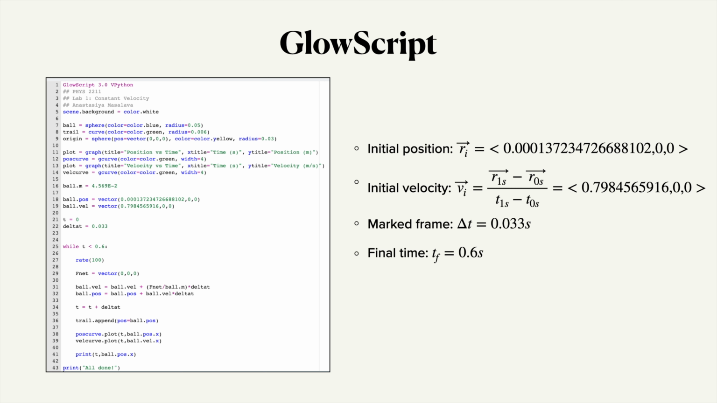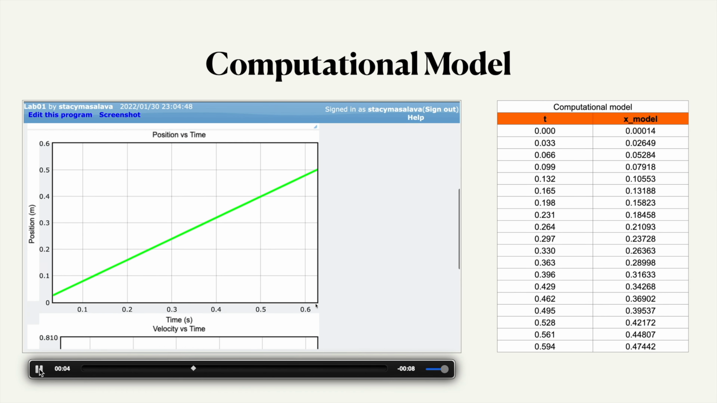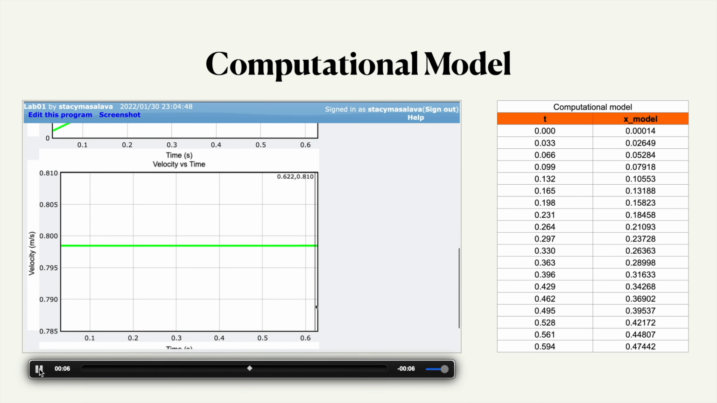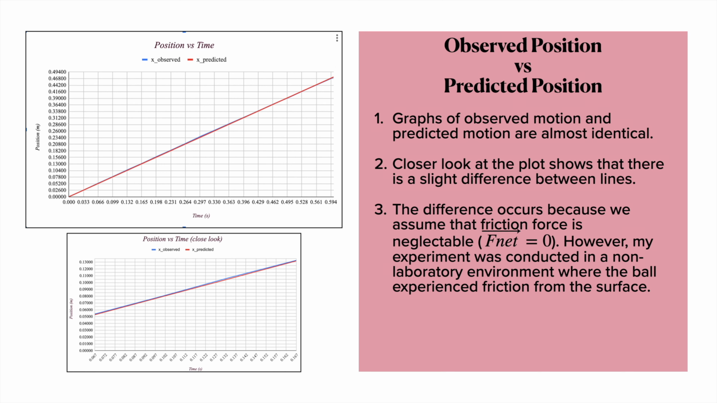With this data, I wrote simple code in GlowScript to generate a computational model of the moving object. After running the program, I observed a 3D motion of my model and analyzed two graphs, position versus time and velocity versus time. I also created a table with predicted values of time and position. Finally, I created a chart with two lines that represent two functions, the observed position function of time and the predicted position function of time.